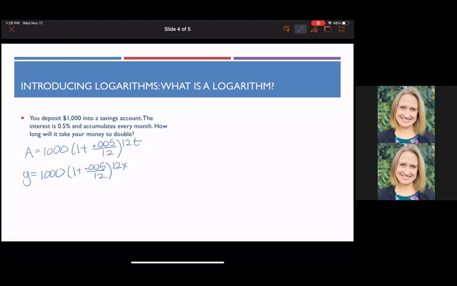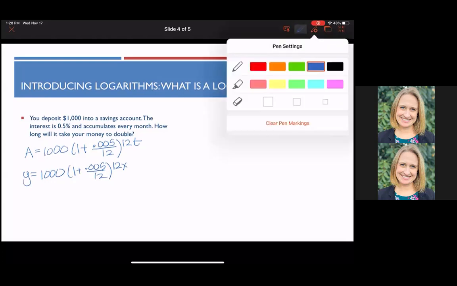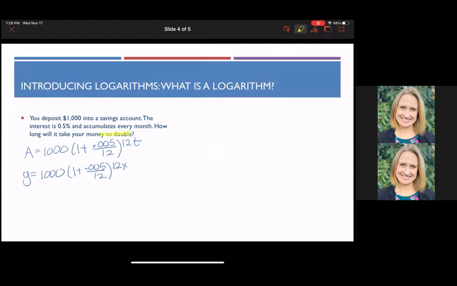If you think about how much it takes for your money to double, that's going to be times 2, or $2,000. So that's going to be our Y value. And so now, just as before, we put that in for our Y. Now we divide both sides by 1,000.